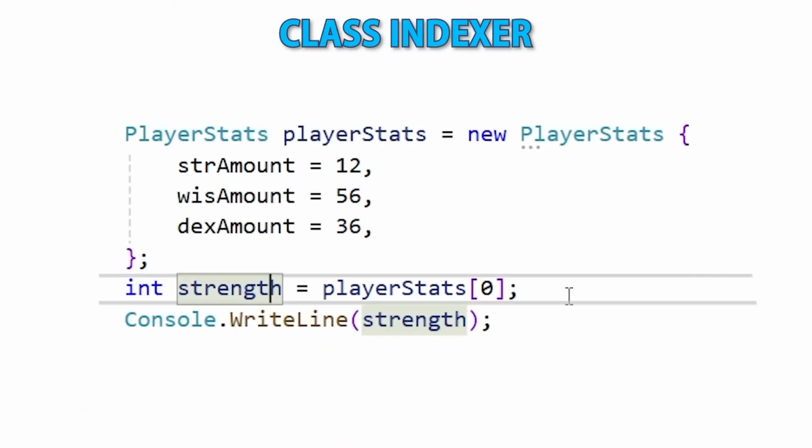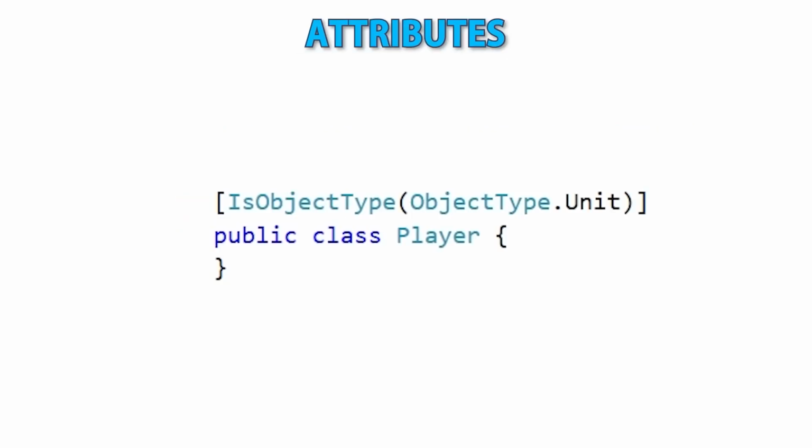Then a lecture on the class indexer. With this, you can make your own custom types, support access through an index, just like a list or array. You can add whatever logic you want and make it read-only or read-write. Next is a lecture on attributes. With this, you can add metadata to your code. Then that metadata can represent whatever you want. You can use reflection to analyze it and do something to it.